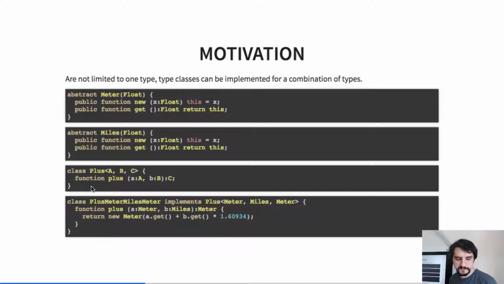What happens? It's more or less if you call a function and there is an expected implicit of such a type, then it should report an error, something like a plus for miles and meter is missing, or I cannot find an implementation for this type class or this trait.